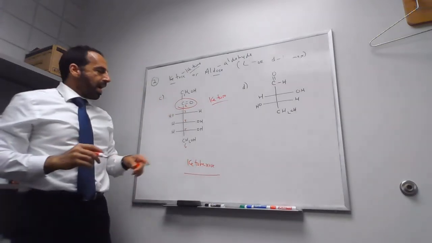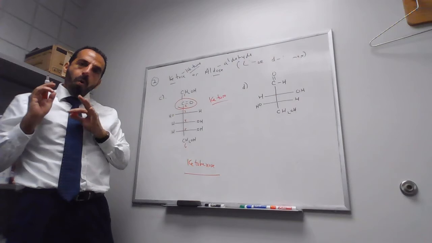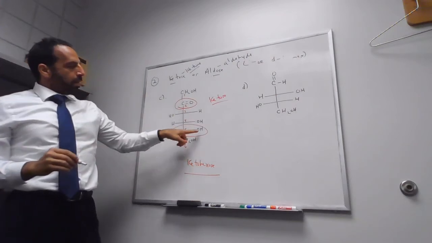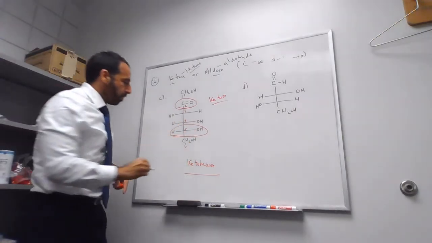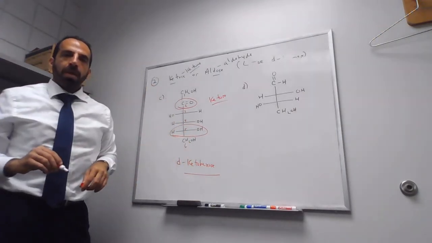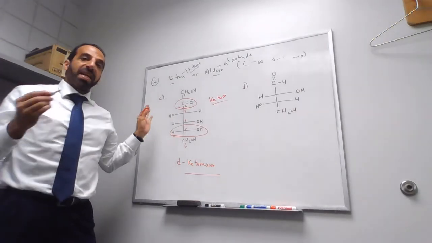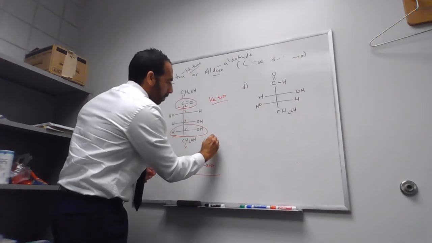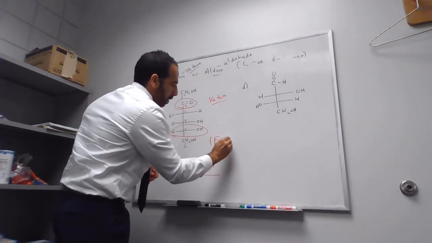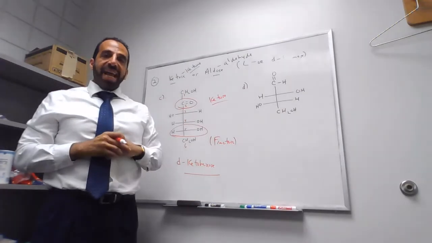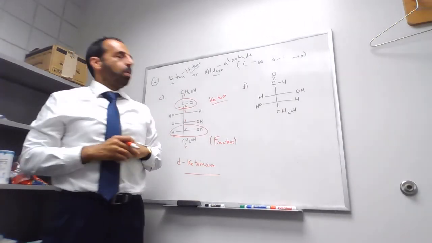And then I have to decide, is that going to be D or L? If I look at this, the OH is on the right-hand side, so it's going to be a D ketohexose. If it's on the left, then it's L. That's how I remember: L means left. Let's take a look at this one here. This is actually fructose, by the way. Fructose is part of sucrose. That's a ketose. It's actually a ketone on there.